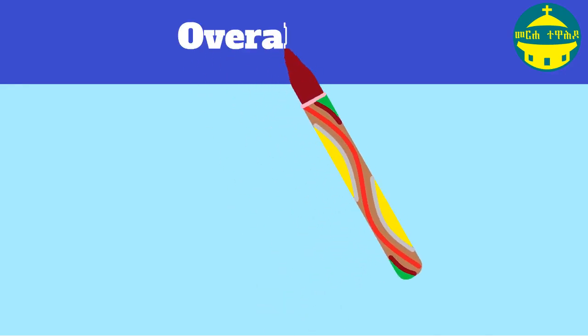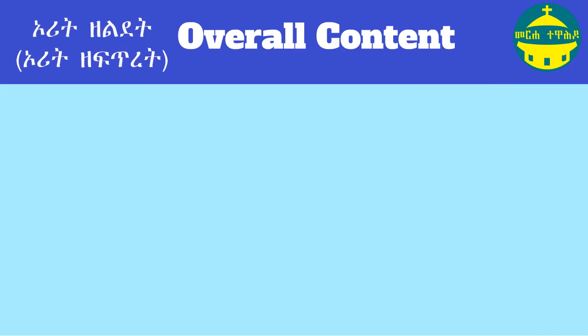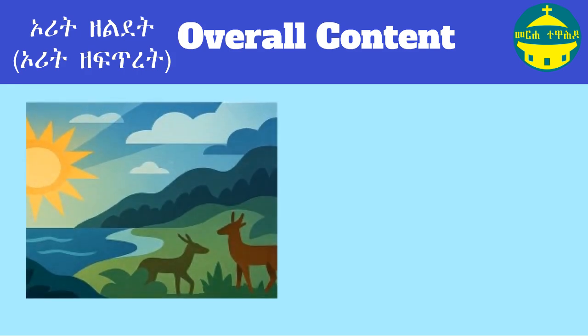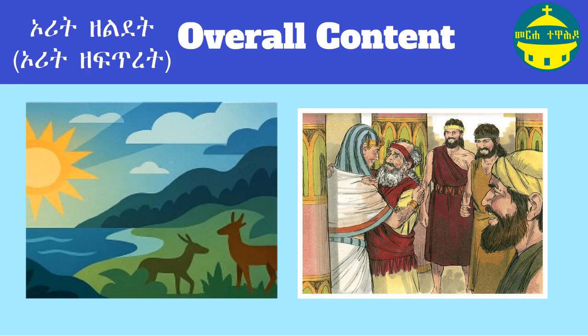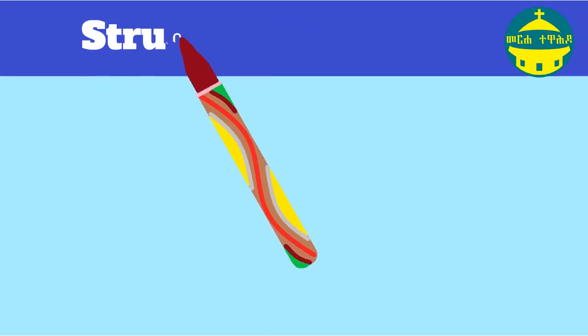Overall content of the book. In the Ge'ez tradition, the book of Genesis is also known as Orit Zelidet, meaning the book of origins. It is named for its account of creation and beginnings. Genesis tells the story from the creation of the world all the way to the descent of the Israelites into Egypt.